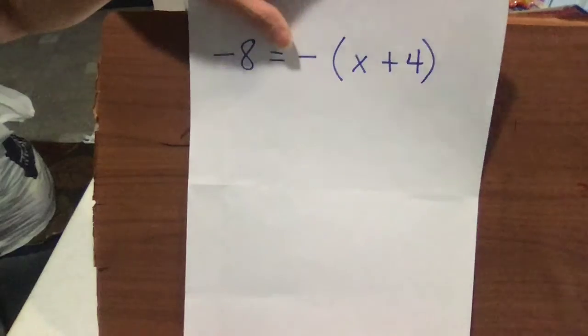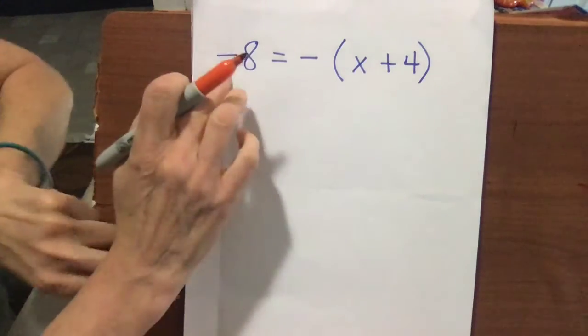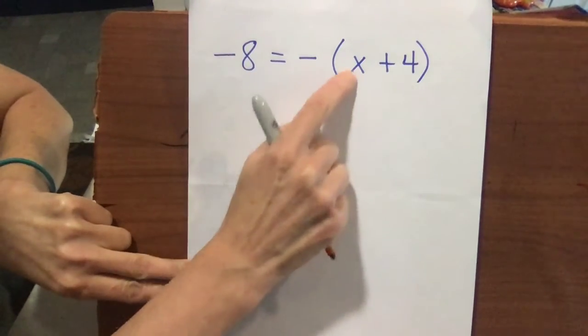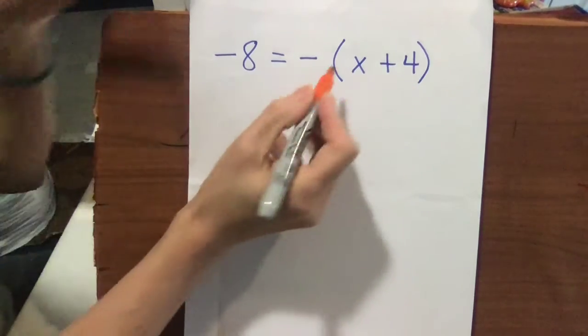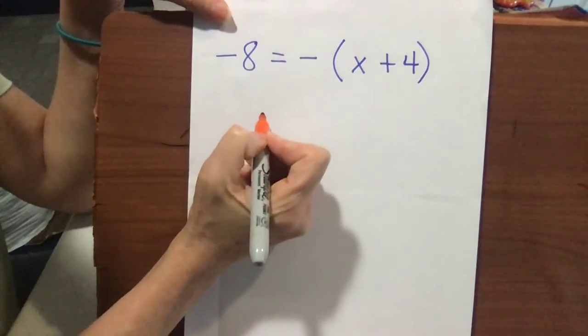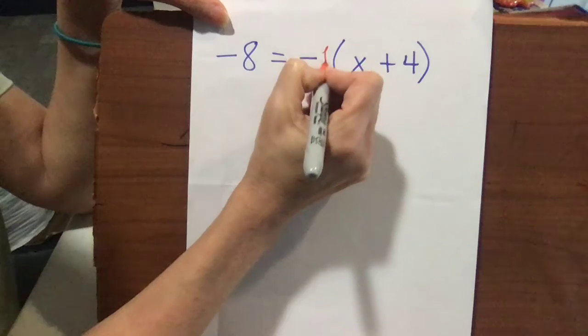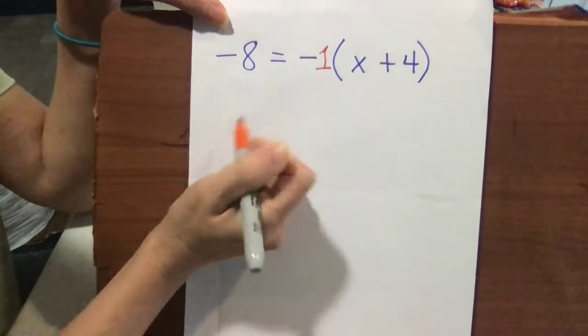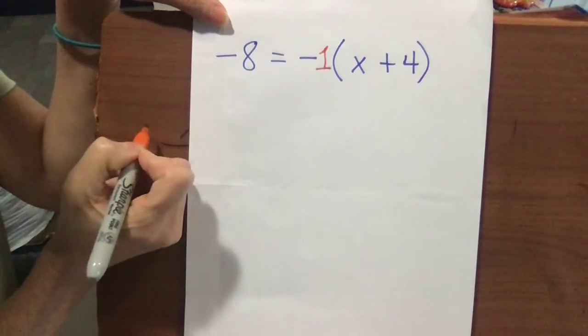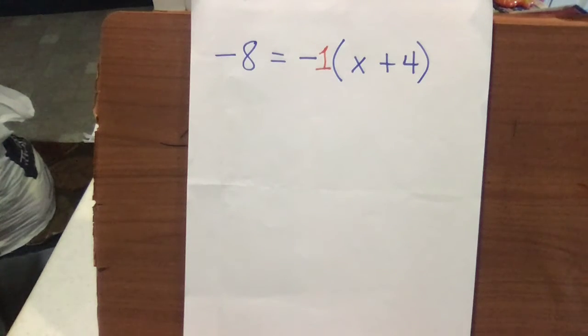All right, and last but not least is always a tricky one, all right? And that is this. We got -8 equals a negative quantity. Well, the question is, what's in front of that quantity? And the answer is a 1, okay? So really, it's a -1 here. So what we're going to do is we're going to distribute our -1 to the x.